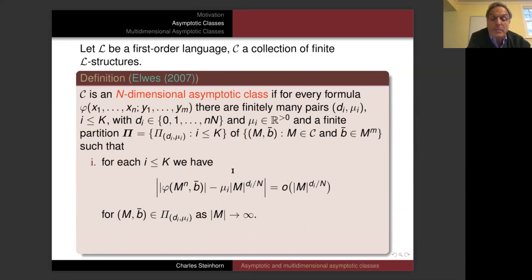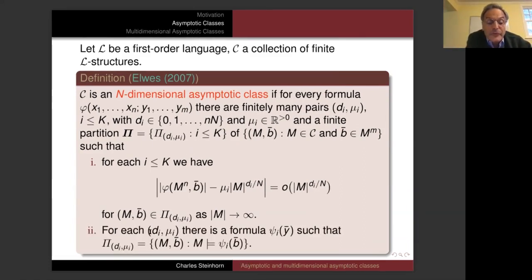Roughly speaking. So what are the possible dimensions you have in an n-dimensional asymptotic class? The possible dimensions are going to be 1 over n, 2 over n, et cetera, up to little n times capital N over n, which is just capital N itself. So you can have these fractional dimensions, and I'll say more about this in just one moment. But I want to stress again that for each of these di, mu i pairs, there is a formula that tells you which parameters are the relevant parameters for the formula here, where you want to count the number of n-tuples.